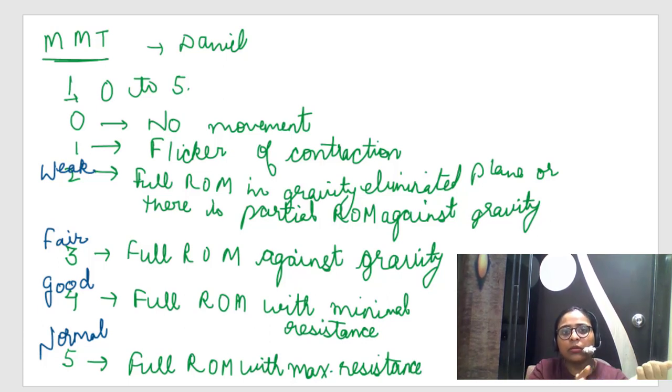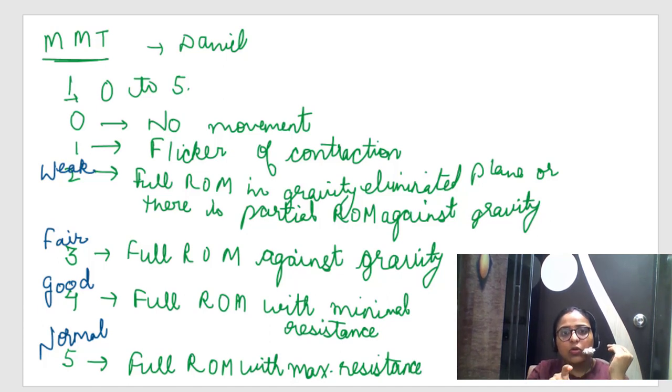And if we are proceeding to the grade 4, you provide the minimal resistance and the patient is able to perform the full range of motion, then you provide the grade 4, right. In the grade 5, you provide the maximal resistance and then you ask the patient to do the complete range of motion, and if he is able to do, you provide him grade 5.